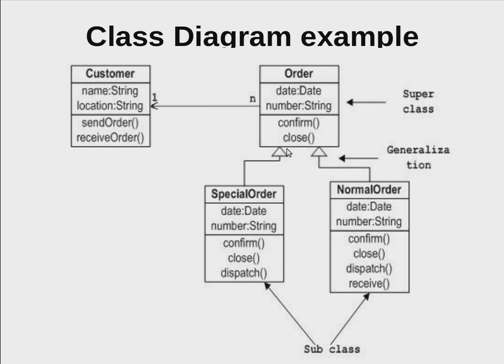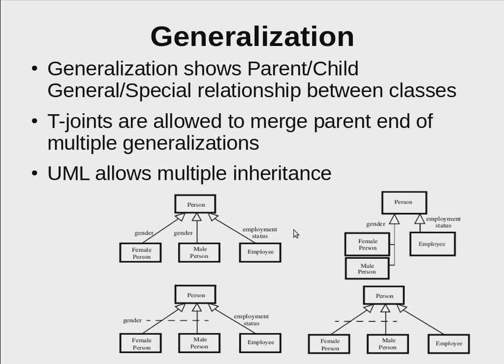And then there are generalization or specialization. This closed-ended arrow looks like a triangle. So this is an open-ended arrow and this is a closed-ended arrow or triangle. So this shows that this is the more general class and this is the more specific class. And then you can put generalization, specialization in a tree-like structure. You can join them in T-junctions.